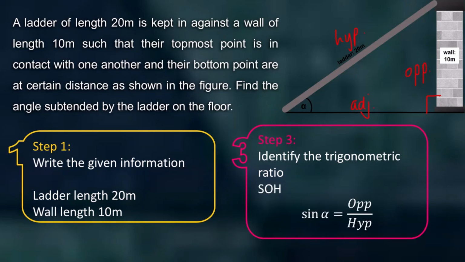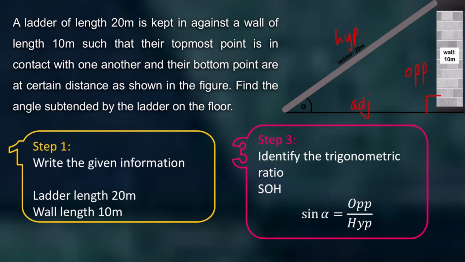Sine. Alpha po yung ginamit ko dito. Sin alpha is equal to opposite over hypotenuse. Kasi po, alpha po kasi yung ginamit sa given, or sa problem, sa illustration ng ating problem. Kaya alpha na lang din po yung aking angle measure natin.